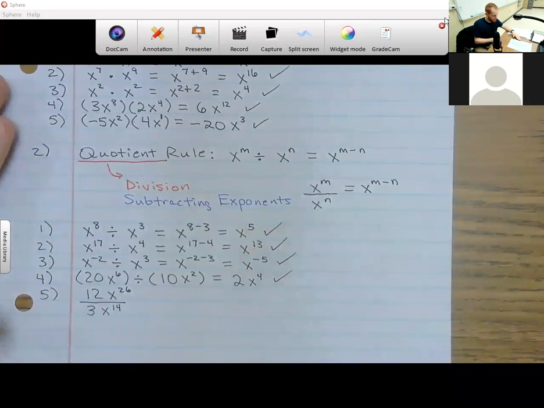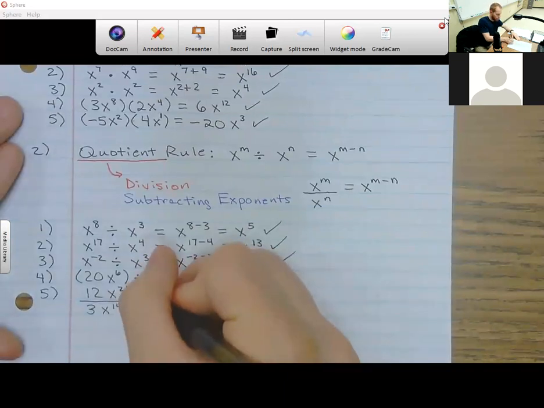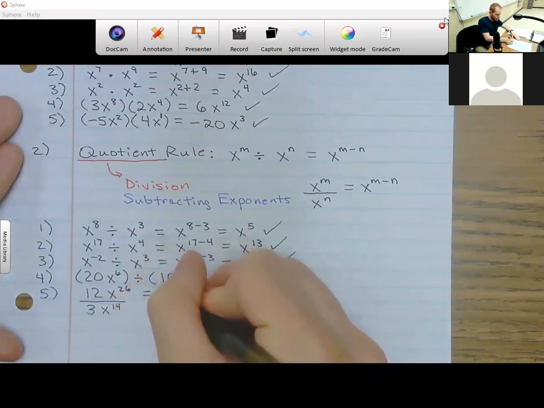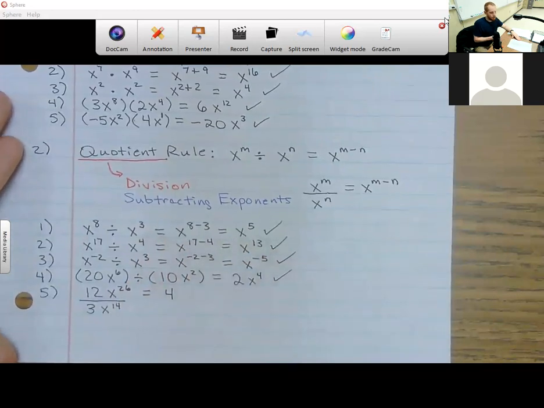There you go. Okay, so now let's try number 5. Right here, I have 12 divided by 3. Well, we know that 12 divided by 3 is going to be 4. So 4 comes first. That's going to be the coefficient. And then we have to deal with the exponents. So now we have 26 minus 14. 26 minus 14 is 12. So you should have x to the 12th.